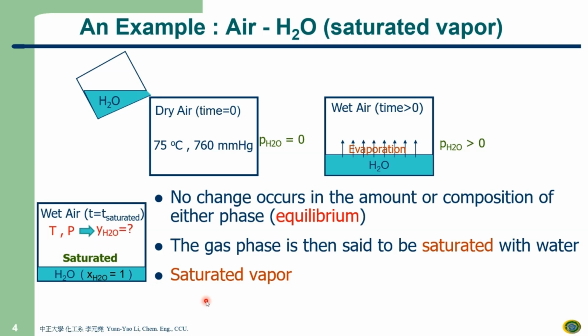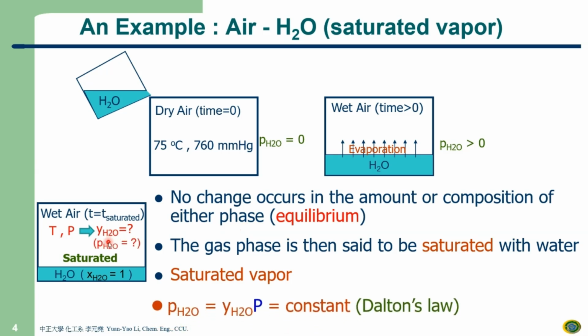And then if we tune a different temperature and pressure, we will have different what? Vapor pressure, right? But what we care about in this system is the molar fraction of the water, or the molar fraction of the vapor. Okay?